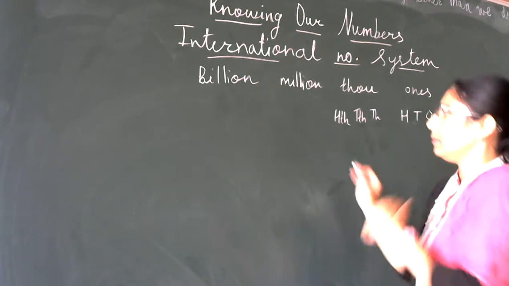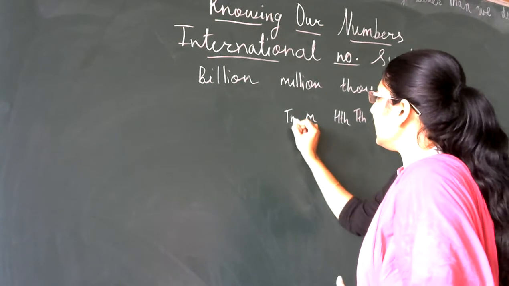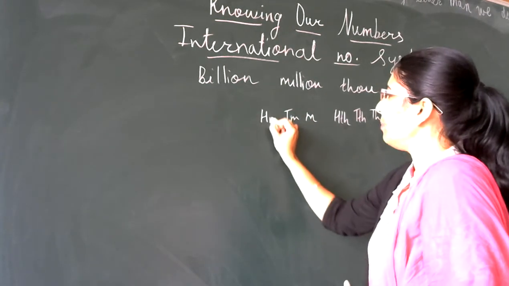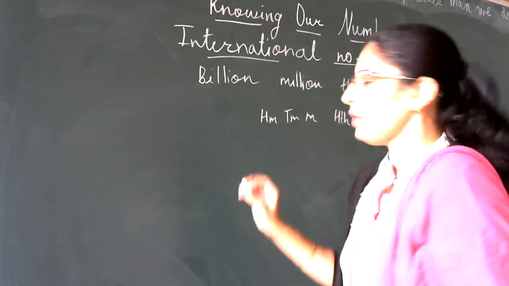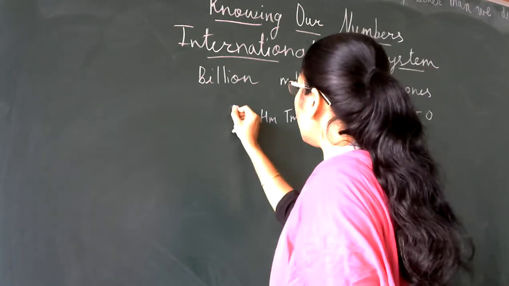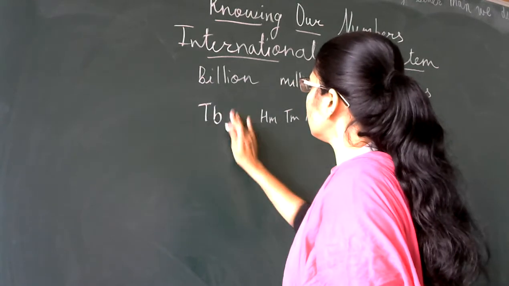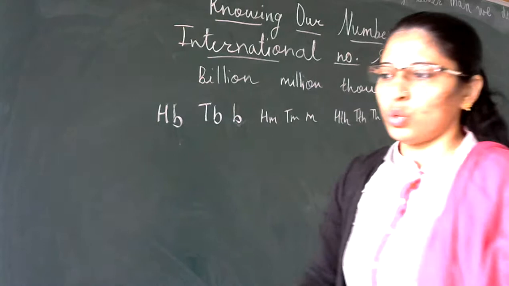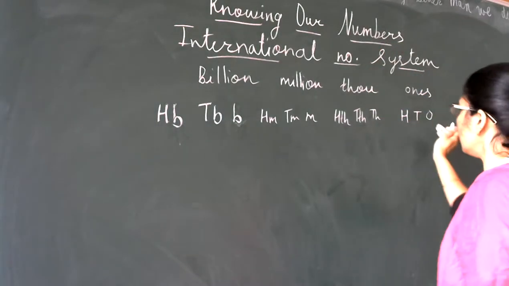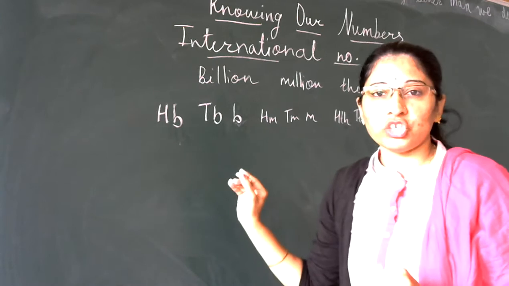In million also we are having 1,000,000, 10,000,000 and 100,000,000. Again, here in billion also we are having 1,000,000,000, 10,000,000,000 and 100,000,000,000. So like this we are having three places in the international number system.